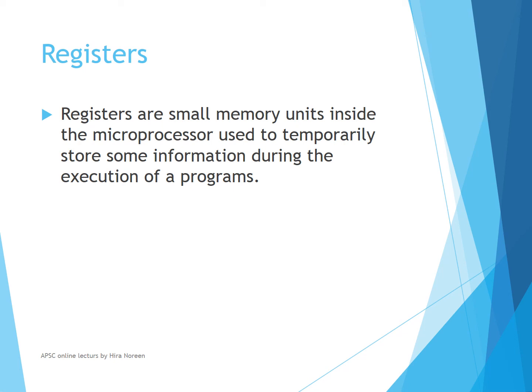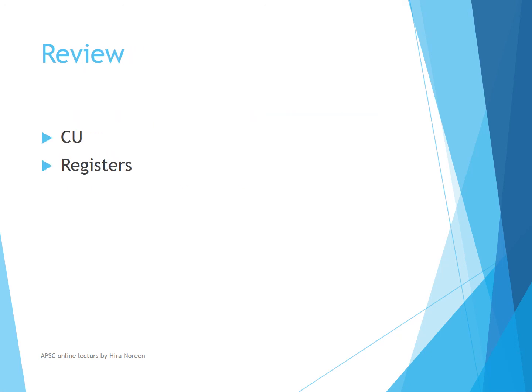Like if I open a Word document and work on it, the information will be saved on the register, and after that when I save the document, then it is stored on the hard disk. So here is our lecture in which we discuss the control unit and registers.